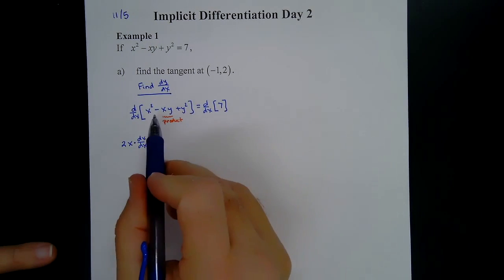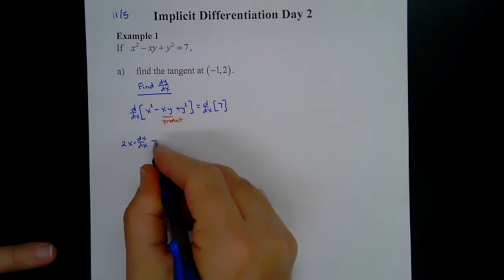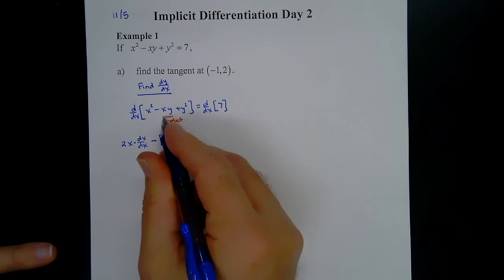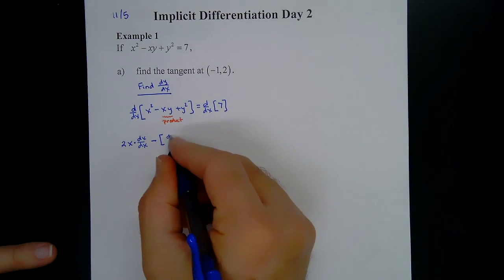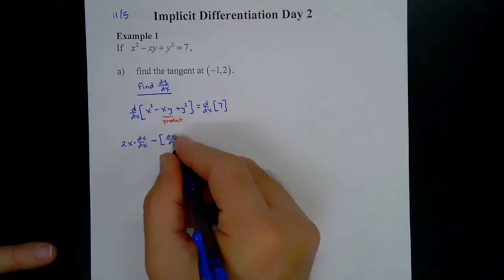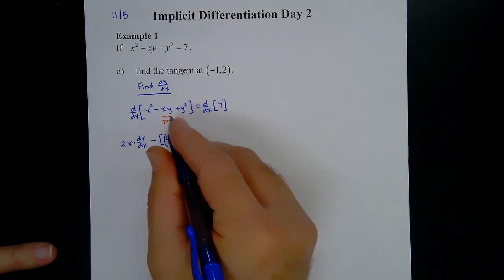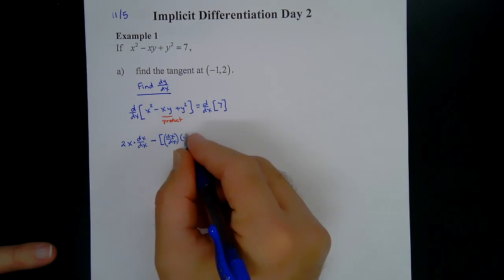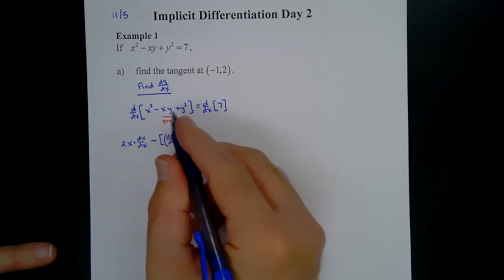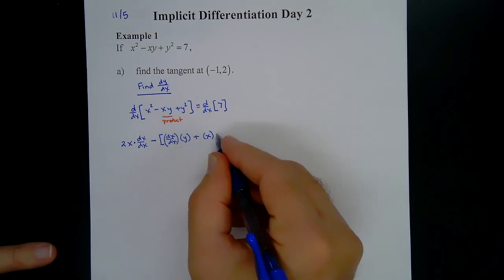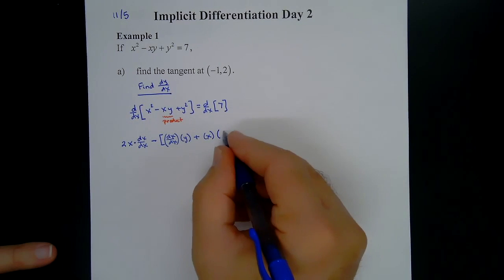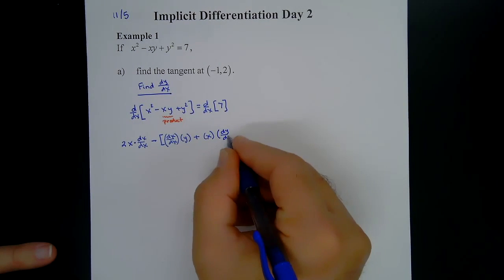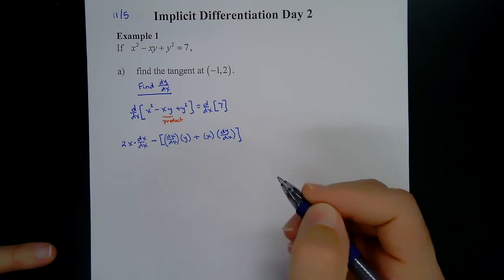Now, to keep things simple, I'm going to write this as minus, and then I'm going to apply the product rule to x and y. The derivative of x with respect to x would just be dx over dx, times the second piece, which is y, plus x, the first piece, times the derivative of y with respect to x, which would be dy over dx. And that's the product rule.